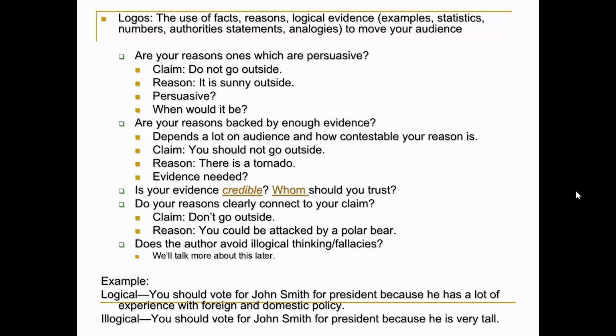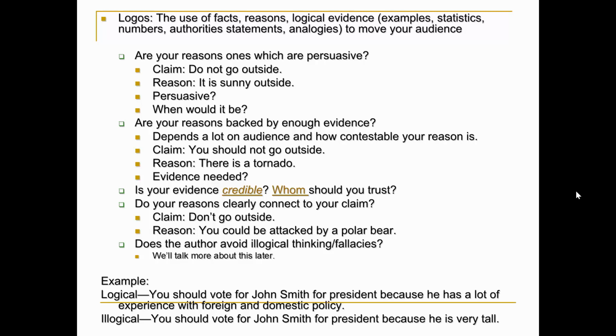So basically, this goes through what we just said, that logos is the use of facts, reasons, and logical evidence, and there's all kinds of things that constitute evidence to move your audience. So that's what you're looking for in the rhetorical analysis: how does your speech maker, writer, creator, arguer do this? You want to ask, are their reasons persuasive? Again, to you and to their imagined audience or their perceived audience.